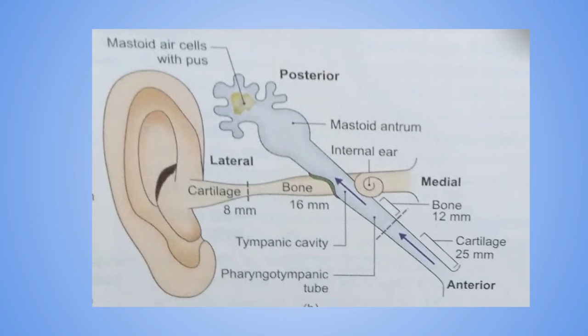Now the functions of the middle ear. It basically transmits the sound waves from the external ear to the internal ear through the chain of ear ossicles, and thus transforms the airborne vibration from the tympanic membrane to the liquid-borne vibration in the internal ear. The intensity of the sound waves is increased 10 times by the ear ossicles. It is noted that the frequency of the sound does not change.